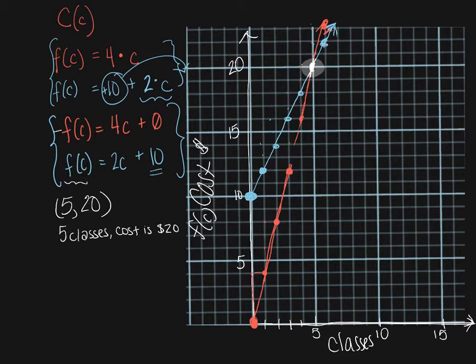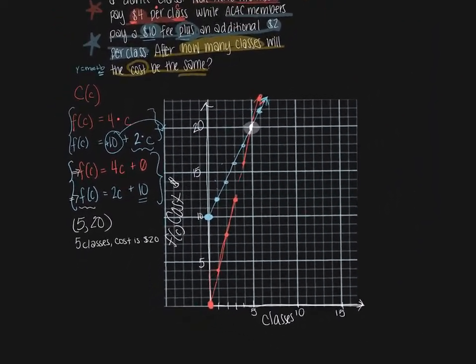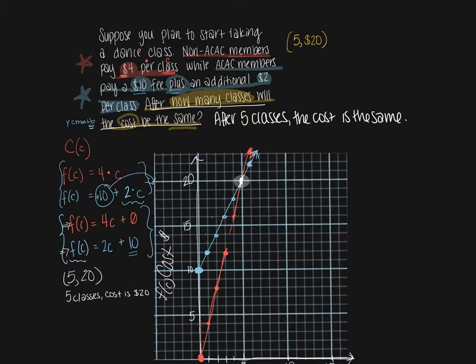5 classes, it'll be 20 if I'm a non-member, and 5 classes, my cost will be 20 if I am a member. So let's go back and let's see what it's asking. It's asking me, after how many classes will the cost be the same? So after 5 classes, the cost is the same. And here your red function represented again your non-ACAC members. And your blue represented your ACAC member rate.